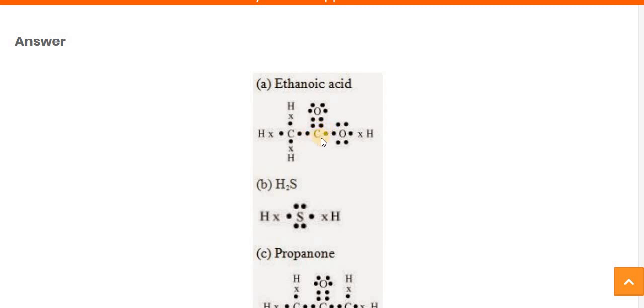And the remaining 3 electrons of that carbon atom, of which 2 electrons are shared with the oxygen here, and the 1 is shared here. Same like here the oxygen shares 1 electron with the hydrogen. So like this the ethanoic acid dot structure is ready.